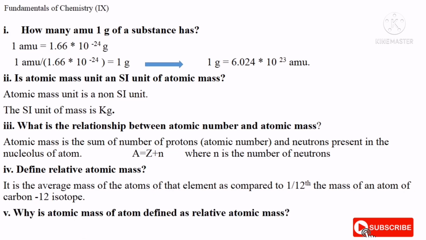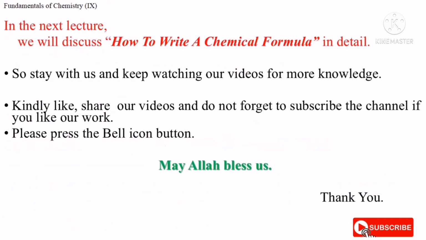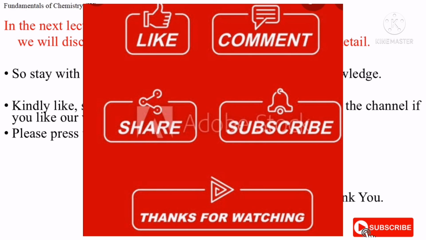The next question: why is the atomic mass of an atom defined as relative atomic mass? Because the mass of an atom is compared with the 1/12th of the mass of a carbon atom. So this is the lecture of the day, and in the next lecture we will discuss how to write a chemical formula.